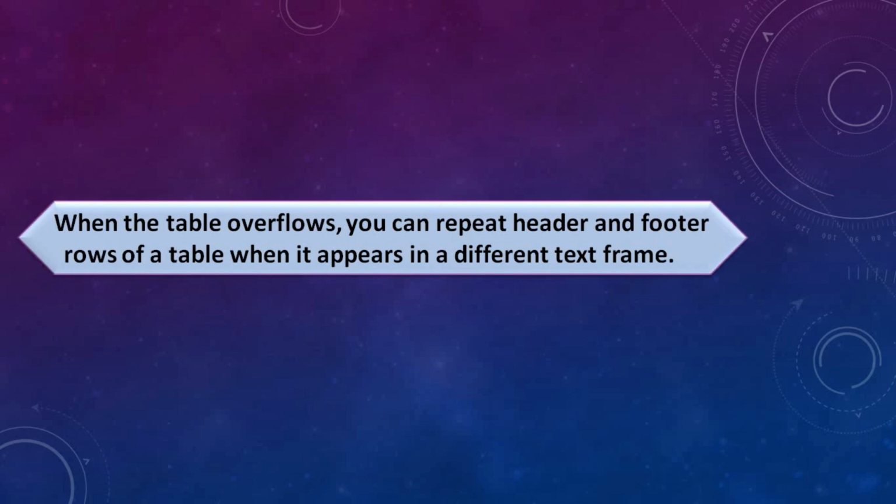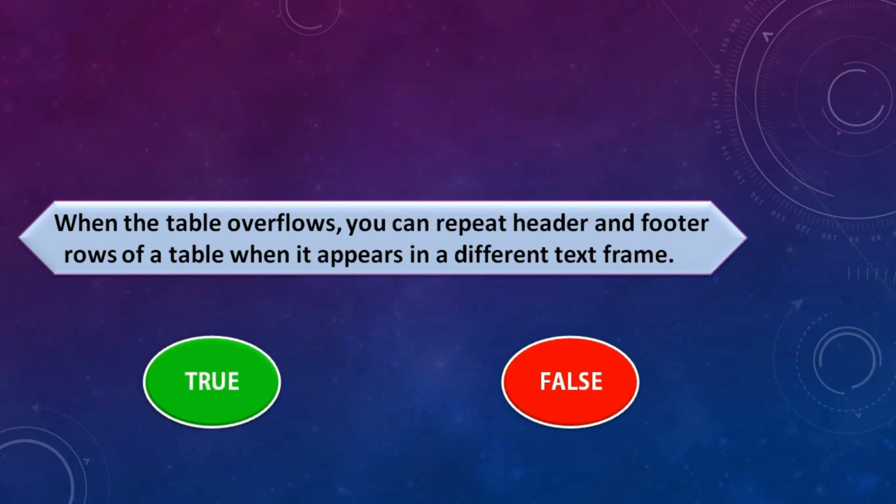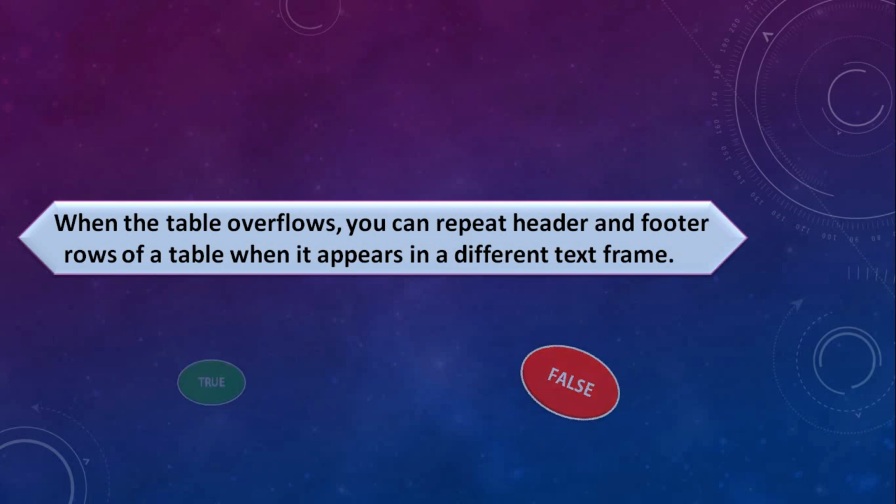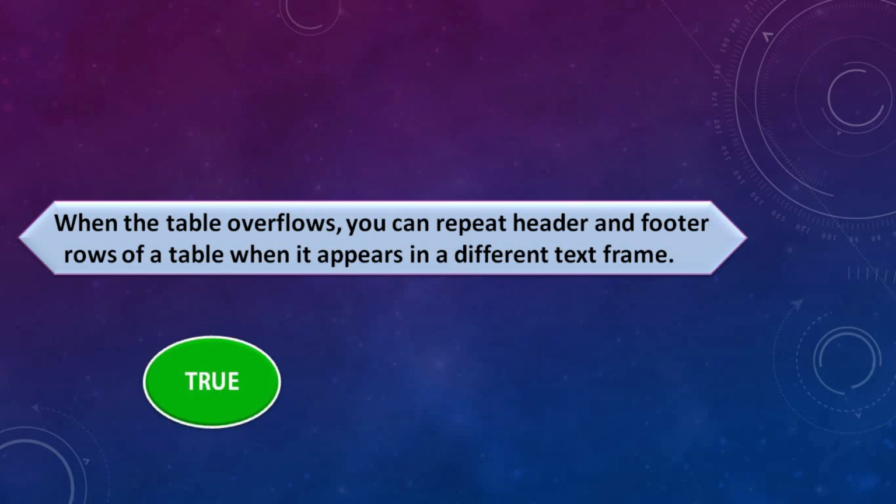When the table overflows, you can repeat header and footer rows of a table when it appears in a different text frame. True or false? Yes, the answer is true. When the text overflows, you can repeat header and footer rows of the table when it appears in a different text frame.